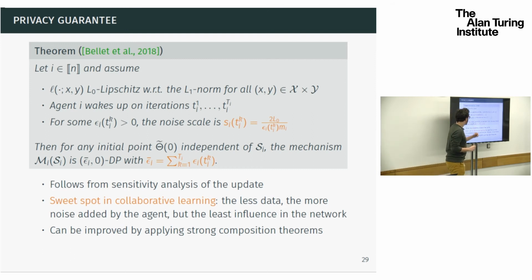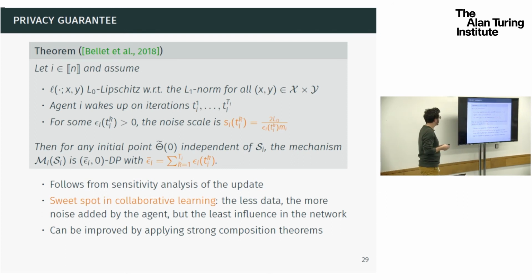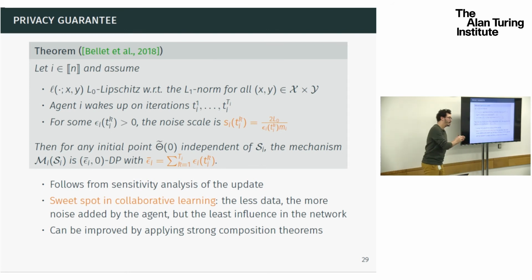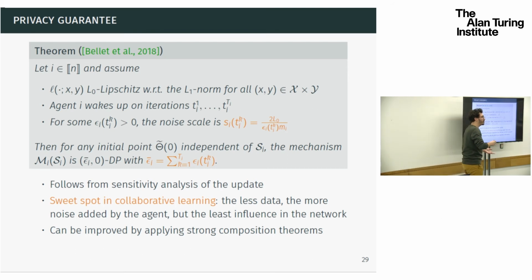So the idea is that at each iteration, you let each user use some user-specific privacy parameter, epsilon_i, and then the users allocate their privacy budget across the number of iterations at which they wake up, so that overall they get the budget that they wanted.